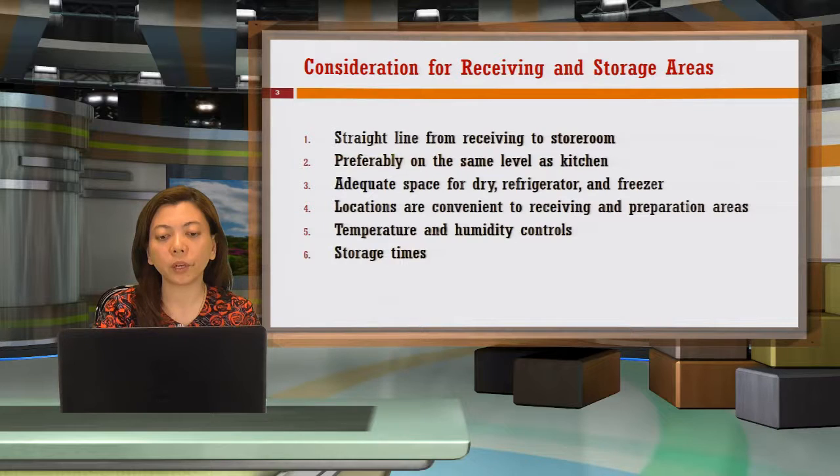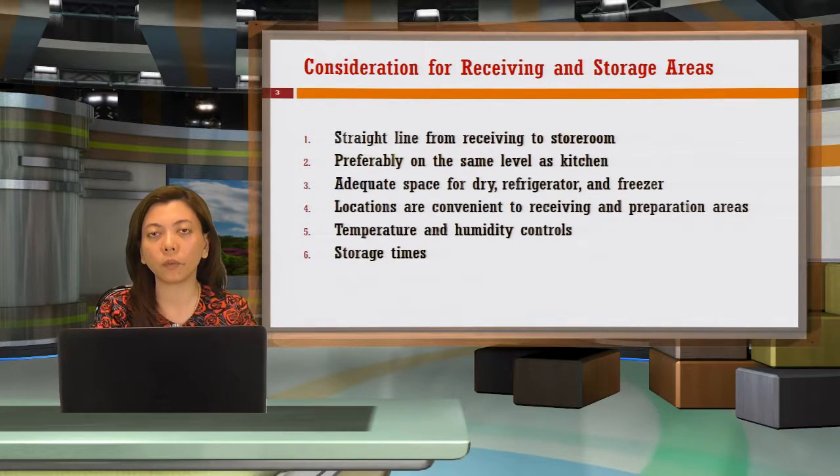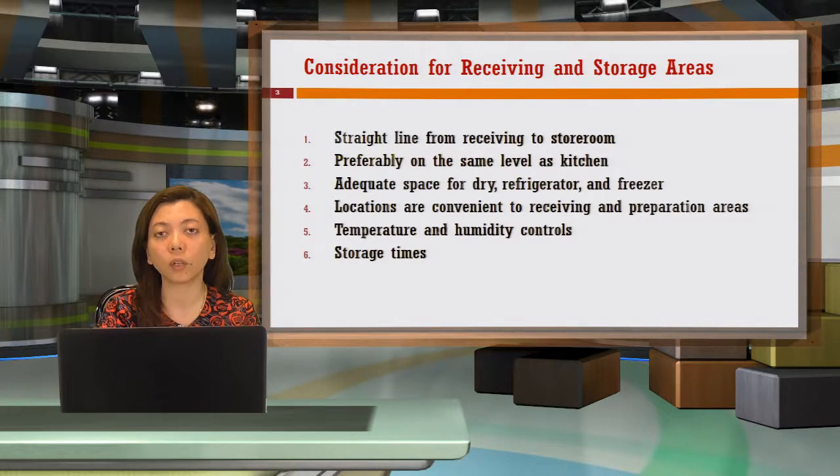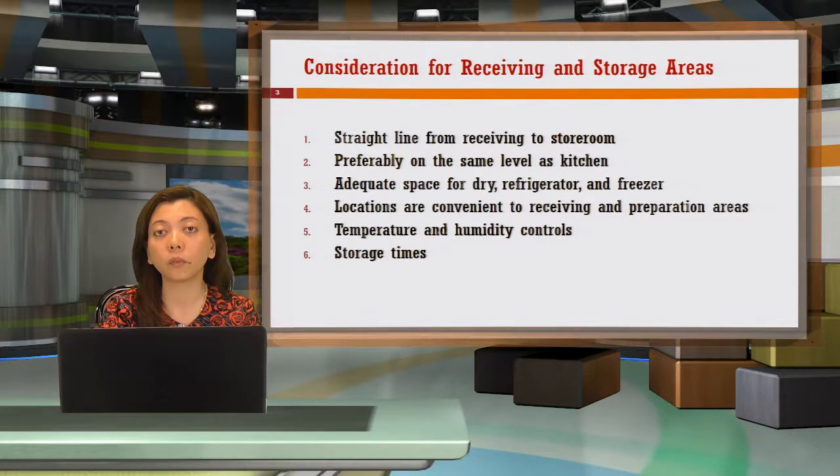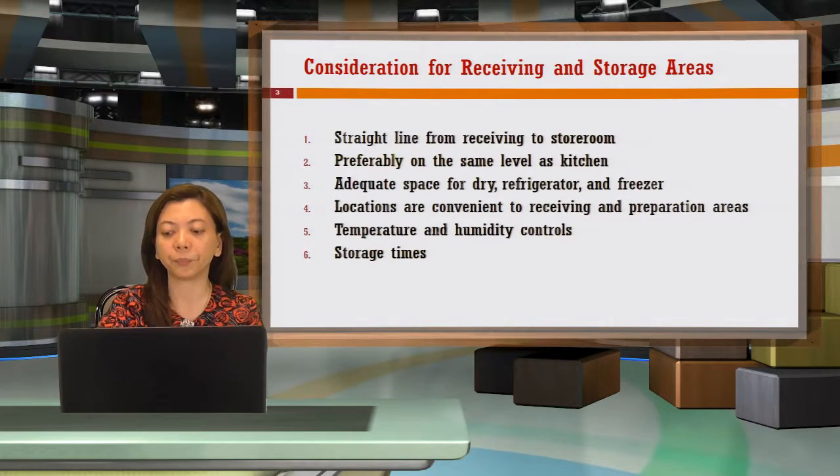Number 5, temperature and humidity controls. Have to make sure that you have the right temperature and humidity in the storage areas, because if it's too hot in the storage, for example in the dry storage areas, food can actually deteriorate fast. And if it's too cold or damp, you might encourage the growth of mold in certain food items like flour, for example. And also the storage times. Make sure that you have a system where you use a FIFO system, which is first in, first out, whereby the older food products, you will use first, and the recent food products, you will use later on.